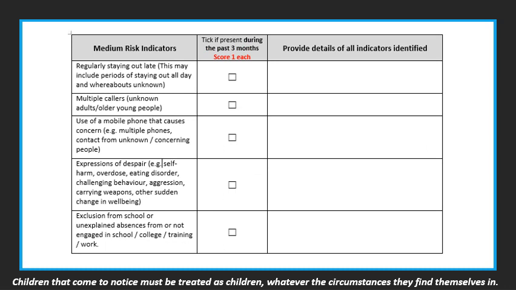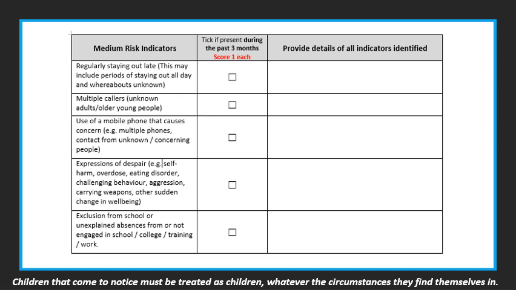The next section is medium risk indicators, and this section of the CERAF includes indicators that are associated with the risk of or that may indicate abuse, criminal or sexual exploitation. You will notice that there is a time frame, and we ask you to only tick these if they have been present during the past 3 months or are current now.